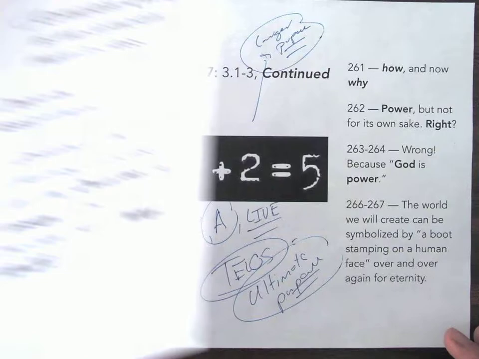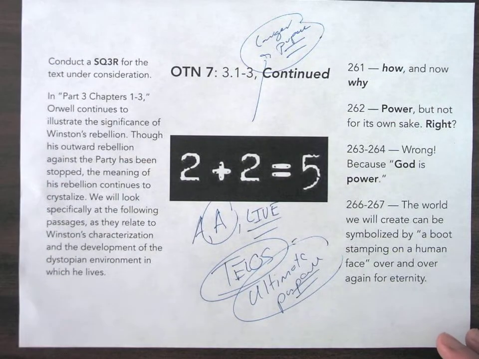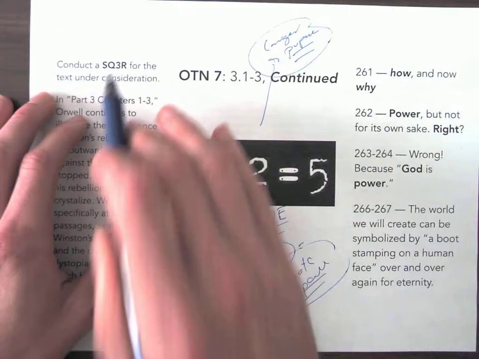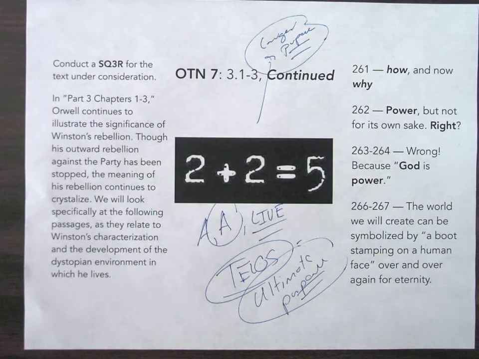Okay, so let's go ahead and turn our attention back to OTN 7. All right, we've already completed our SQ3R for this section of text multiple days ago. And we've been embroiled in a continual analysis of how Winston is characterized and how the dystopian environment that exerts totalitarian control over him is developed in these scenes.